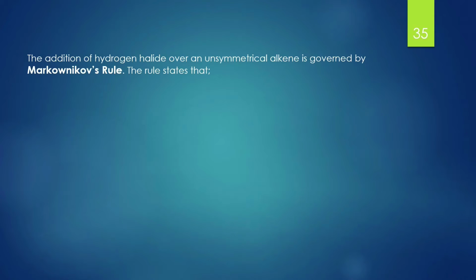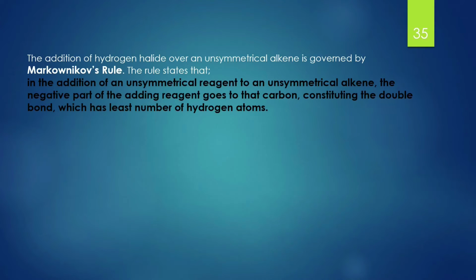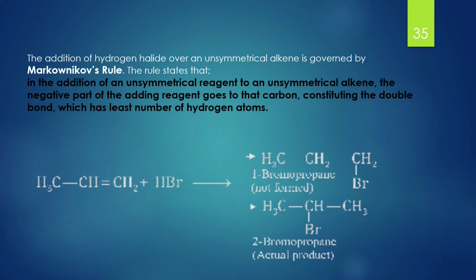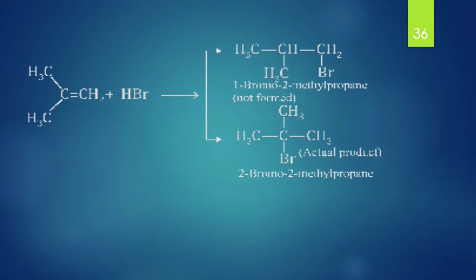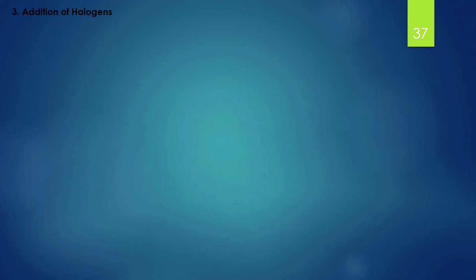The rule states that in addition of an unsymmetrical reagent to an unsymmetrical alkene, the negative part of the adding reagent goes to that carbon constituting the double bond which has least number of hydrogen atoms, as well illustrated in the reactions below. Next reaction is addition of halogens.